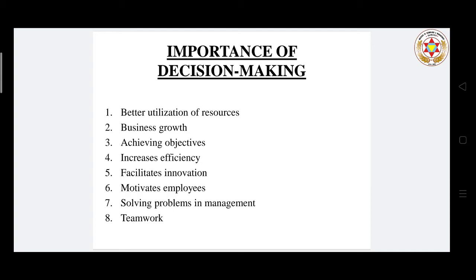So let's come to the importance of decision making. It says better utilization of resources, means decisions are based on how the resources are better utilized. And next, decisions play an important role in the management of the organization, and the manager performs all his functions and activities through decision making. He is the one who makes the right decision at the right time, and it is valued.